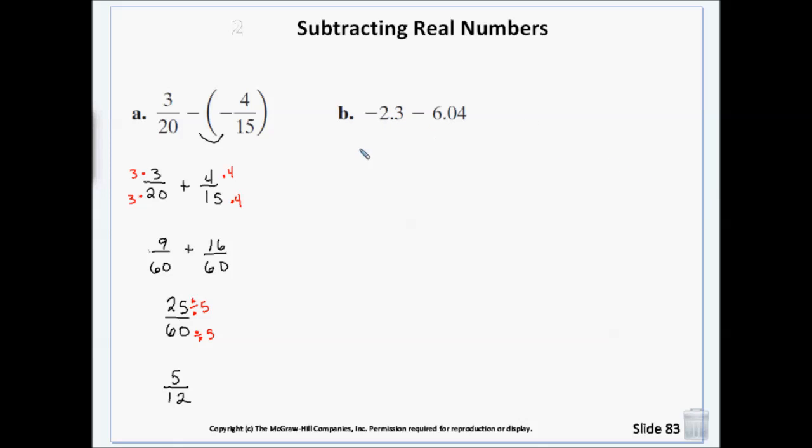With the decimals, that's the same thing as plus a -6.04. So these signs are the same, so I'm going to add them together. And when I add the decimals, I align them. So that's 8.34, but since they're both negative, it's negative.